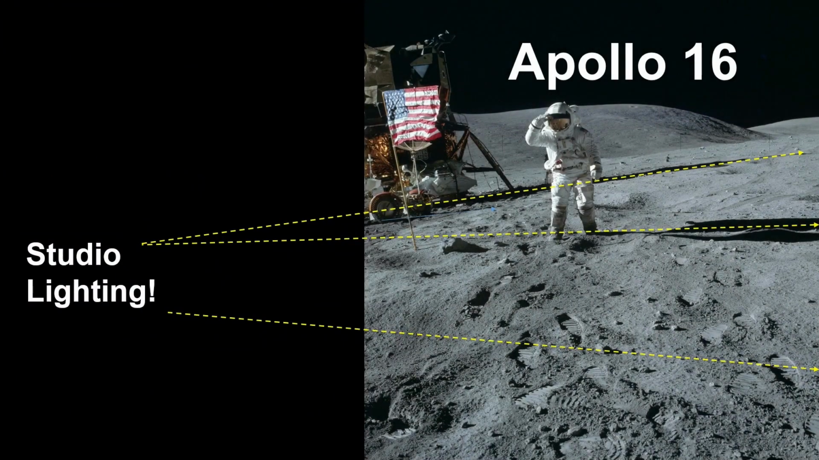And this one I found of Apollo 16. Again, we've got some shadows. There's a shadow from this rock running here. We've got the shadow of the astronaut and a shadow of the lander. Now, this is all in the same line of sight. So you would expect the shadows with a distant sun to be parallel. So the reason it isn't, I would say, is because it's studio lighting.